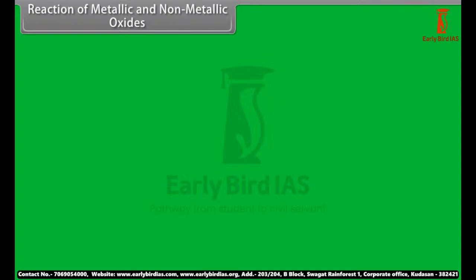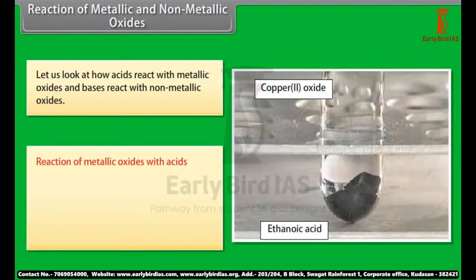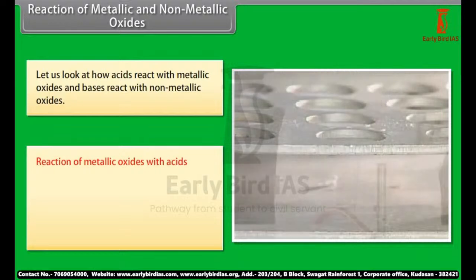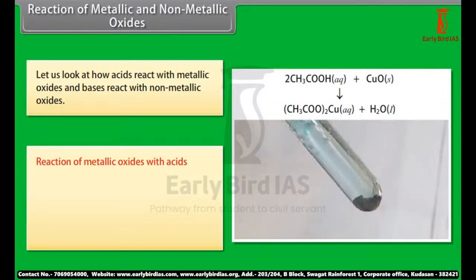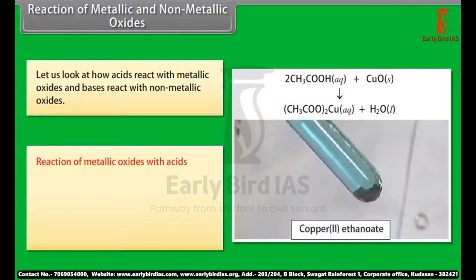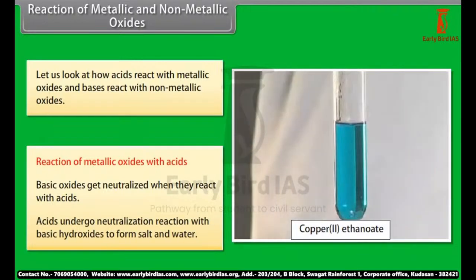Now that you have seen how acids and bases react with metals, hydrogen carbonates, and with each other, let us look at how acids react with metallic oxides and bases react with non-metallic oxides. Reaction of metallic oxides with acids. Oxides that add on hydroxyl ions to their molecules are called basic oxides. These oxides get neutralized when they react with acids. Acids undergo neutralization reaction with basic hydroxides to form salt and water.